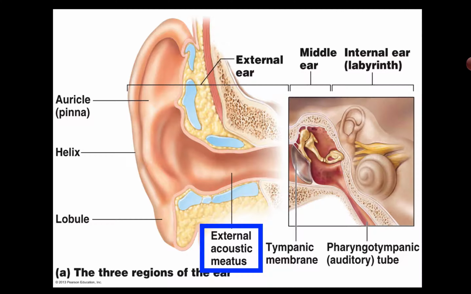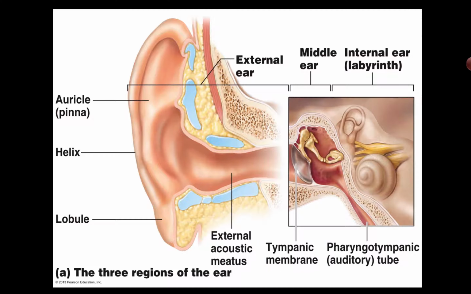Sometimes you'll see that listed as the external auditory canal. But this is a curved tube that's about 1 inch in length, and it lies in the temporal bone and leads from the auricle to the tympanic membrane, or the eardrum. Now that tympanic membrane is the end of the external ear and the beginning of the middle ear.